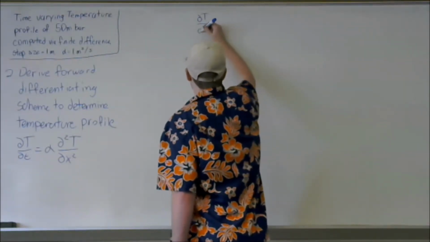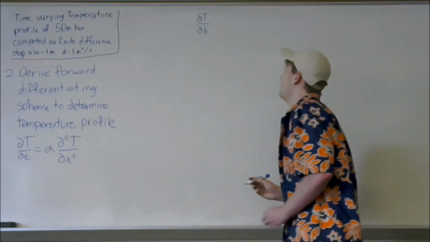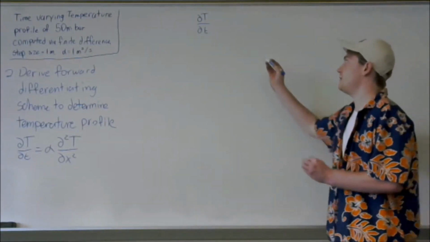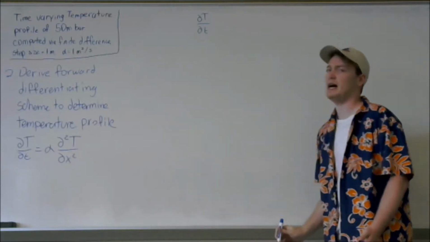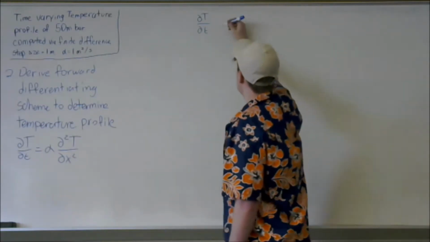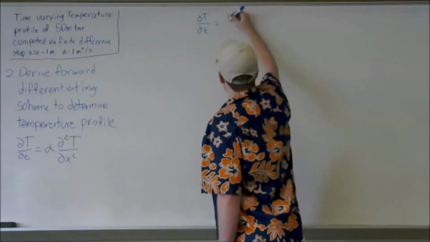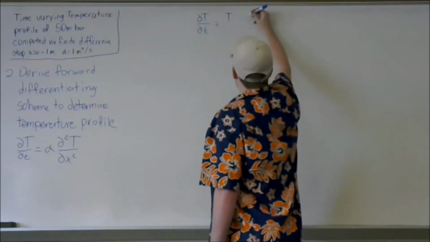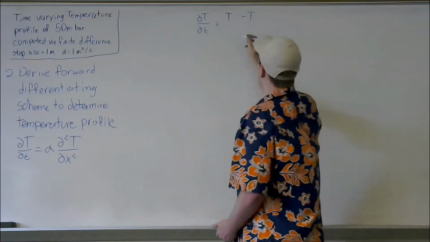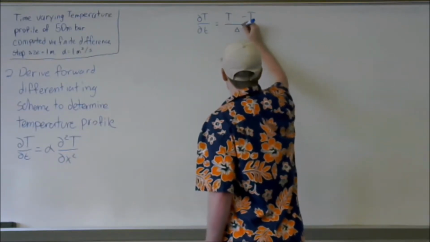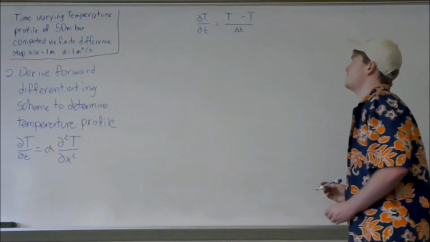So let's do that. Let's take our change in temperature with respect to time. What is our derivative? Well, it's a little bit of change in a temperature over a little bit of change in a time. And that's pretty easy to do with our nomenclature here. So it's going to be a temperature, and it's going to be subtracted from another temperature, right? That's the definition of a change. And then over delta T, just like that.